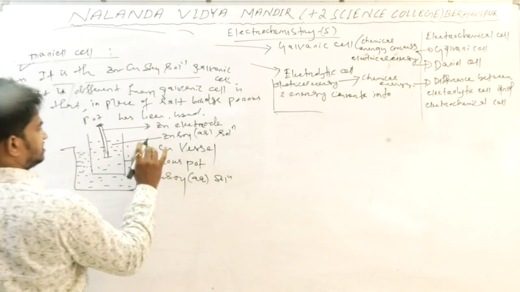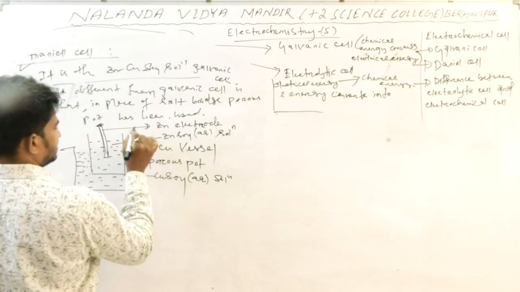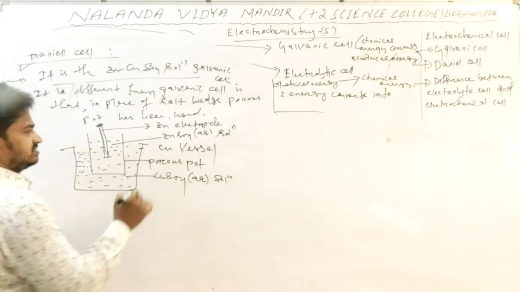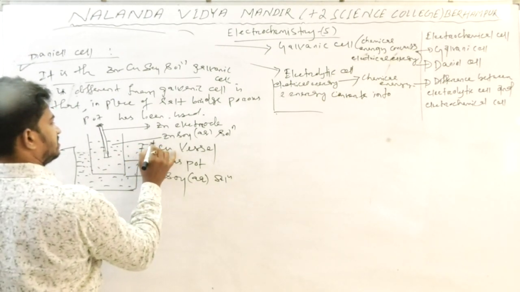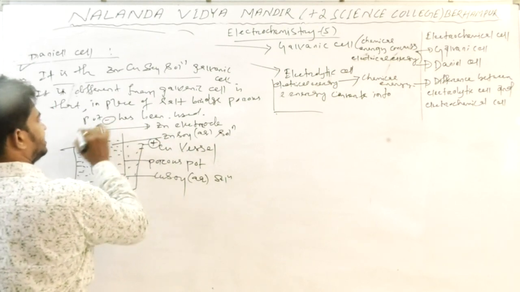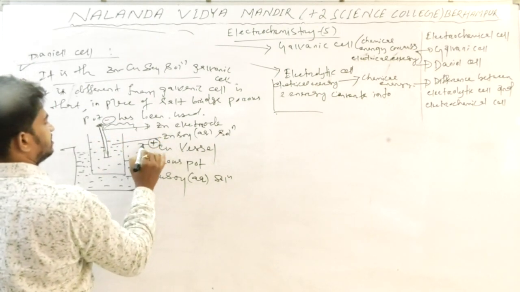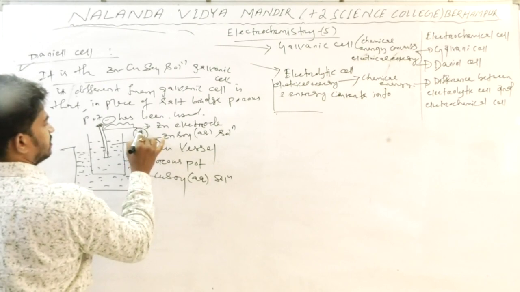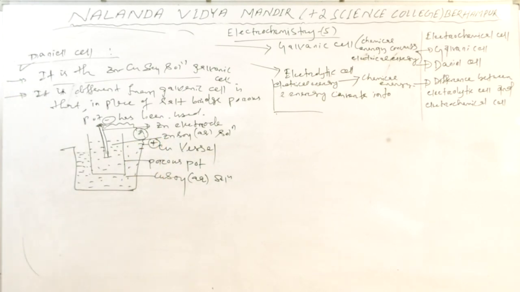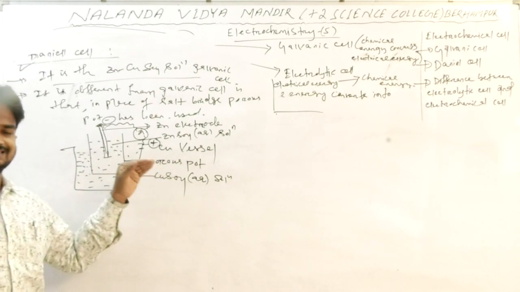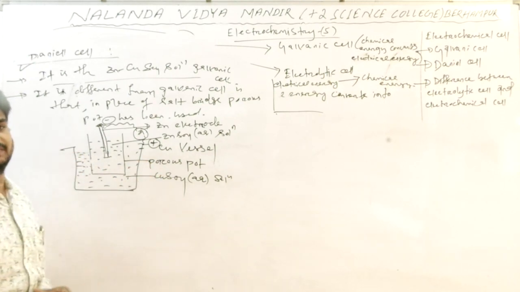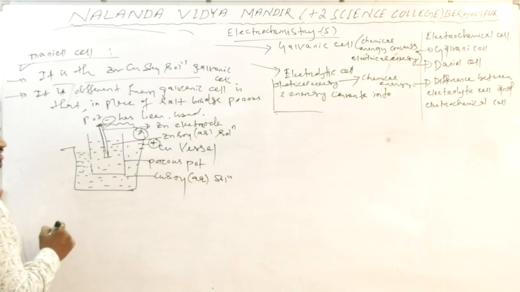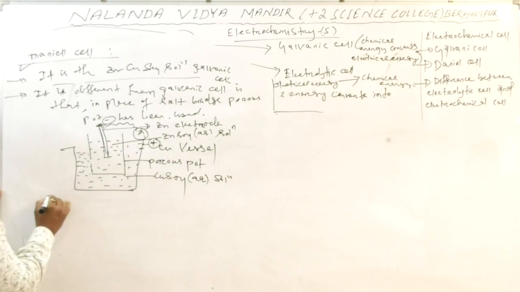This copper acts as the positive terminal, and the zinc acts as the negative terminal. And this is connected with a galvanometer, which detects the current. This is the structural modification of the Daniell cell, and the rest of the things remain the same as in the galvanic cell. Its function and working are the same.